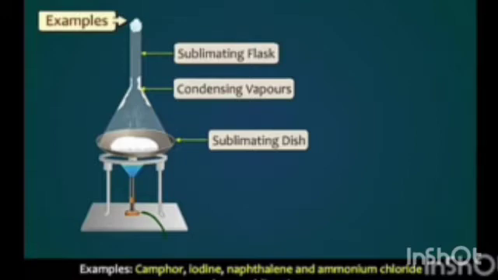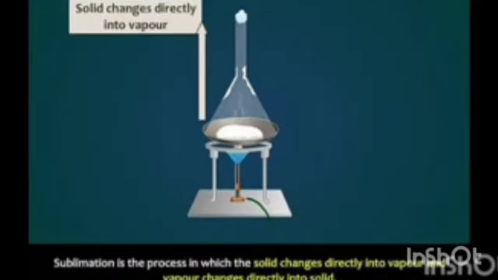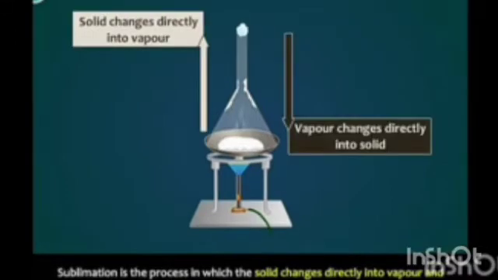So in this method you will take an evaporating dish. In that dish you will take a mixture of a sublimable solid, that is ammonium chloride, and salt. Then you cover it with a funnel whose mouth is plugged with cotton. Then you start heating this mixture. On heating, the ammonium chloride directly changes into vapor. On cooling, because the mouth of the funnel is plugged, these vapors will not come out.